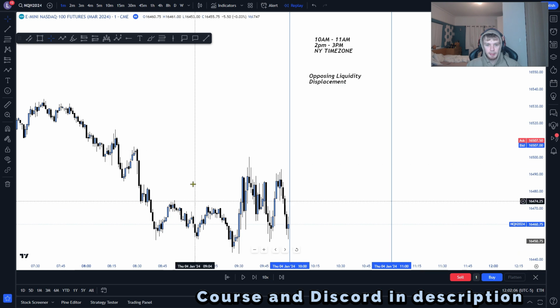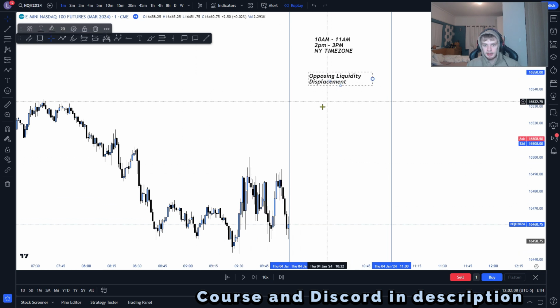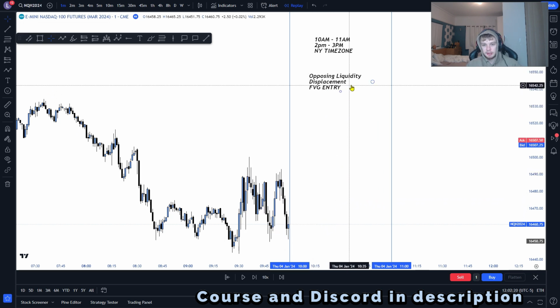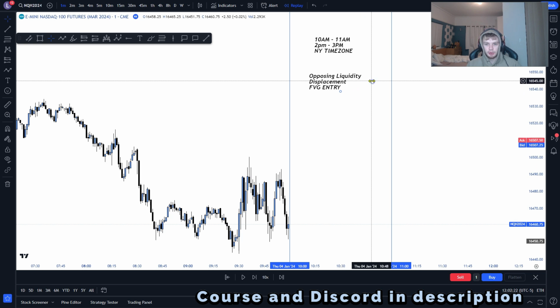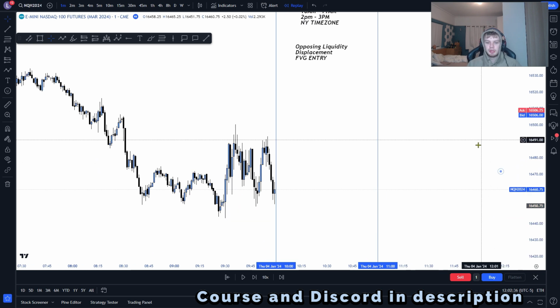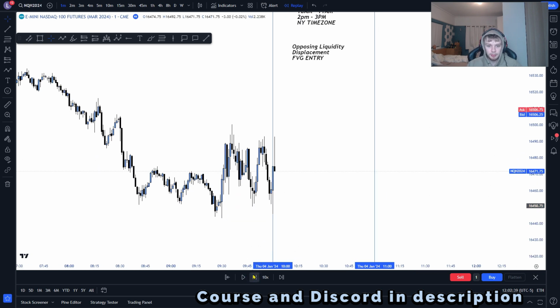So let's say we have our displacement, and the last step, let me just do it now all in one go, is you need a fair value gap. Now you need the fair value gap to give you your entry, or to show you your entry. Now, why I am saying it shows your entry, not really gives you your entry, is because with the ICT Silver Bullet, you do not have to wait for the price action to come back into your fair value gap.